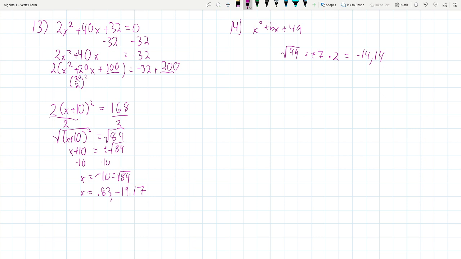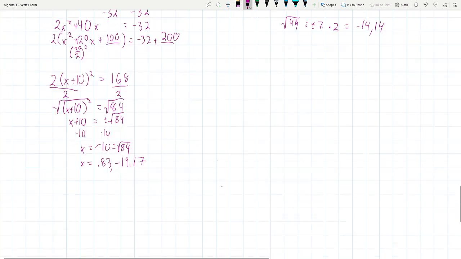Number 15. We need to determine whether the quadratic function has a maximum or minimum value, then find the value. So y equals x squared minus 6x plus 4. Whenever we have it like this, where we don't necessarily have a 0 on the other side, we can still use completing the square in order to find where our stuff is at.